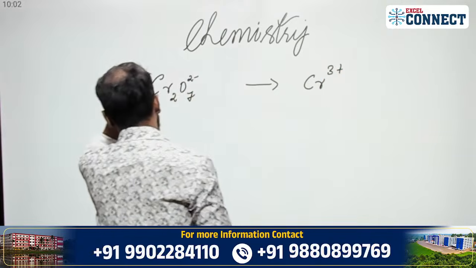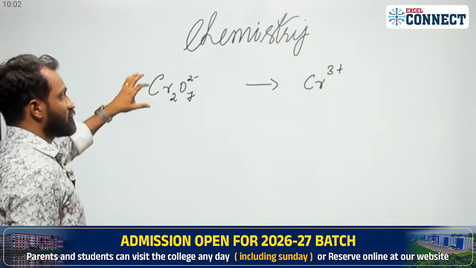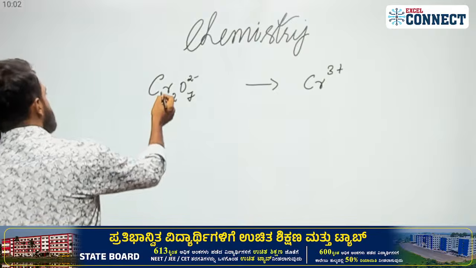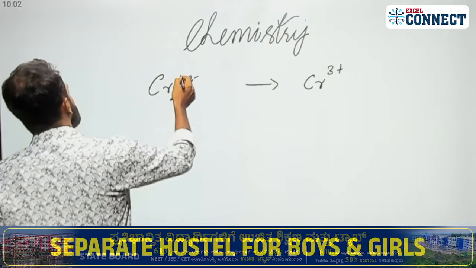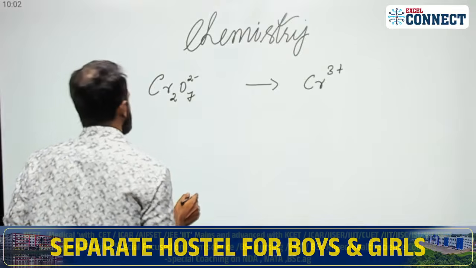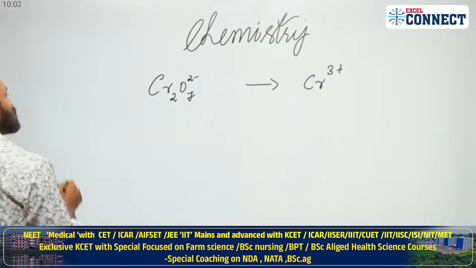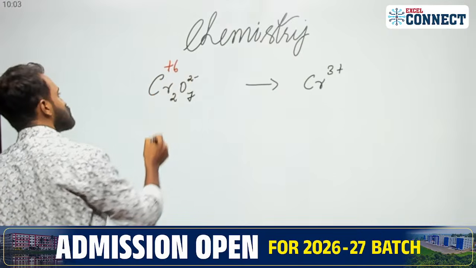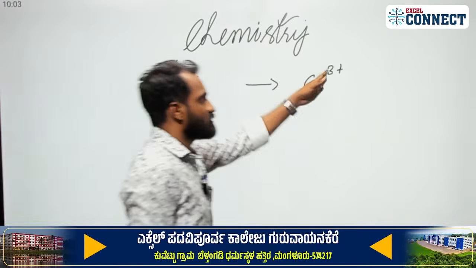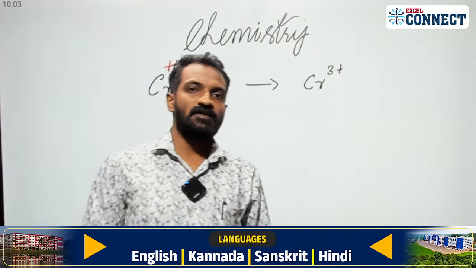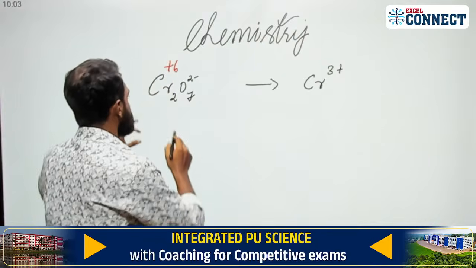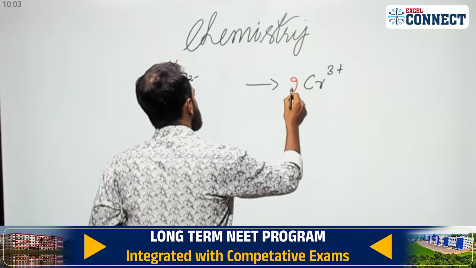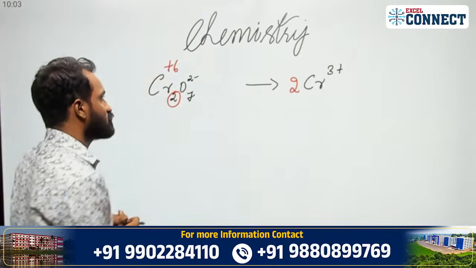How to balance this one? I already mentioned that you have to find the oxidation number of this particular chromium. I explained how to find it in the last class, please refer to that. So this becomes plus 6 oxidation number of chromium. This is plus 3, already given. Here 2 chromium is there and here only 1 chromium is there, so I put 2 chromium in order to balance.